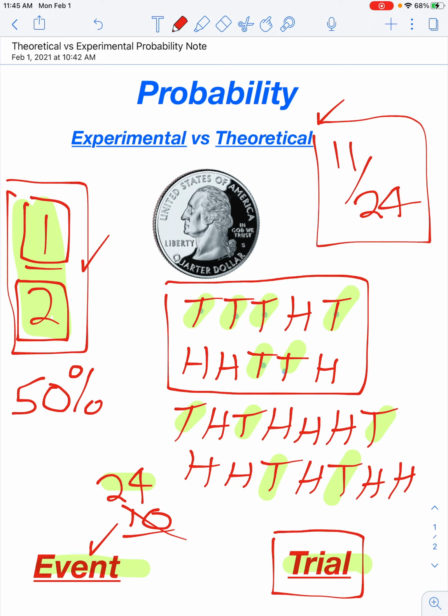And if we added another 10 events to this, and then another 10 events to this, and we kept going and going and going, slowly but surely that experimental probability would be very, very close to the theoretical probability. And that's the connection between both of these.